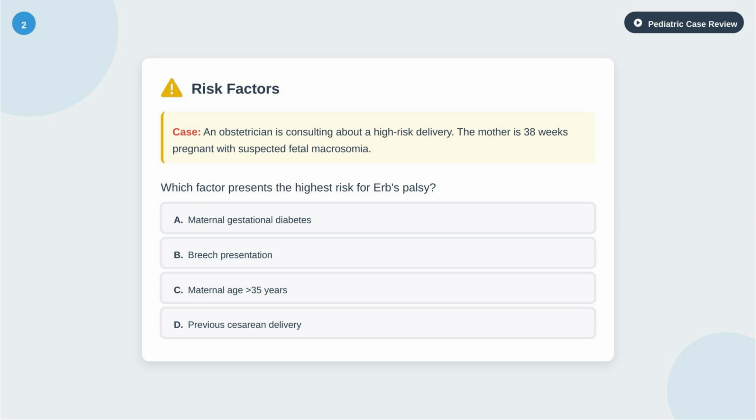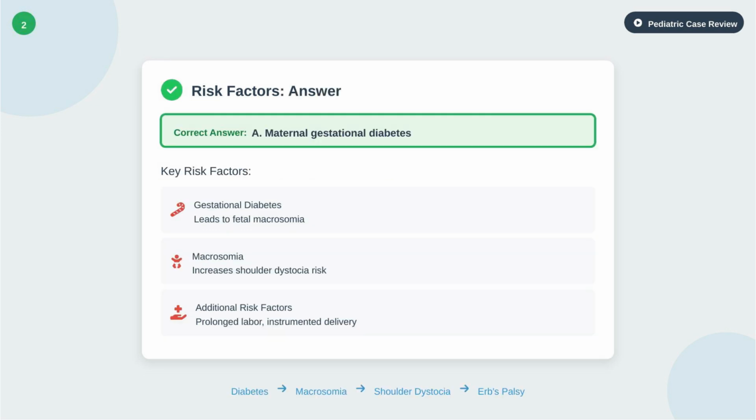An obstetrician is consulting you about a high-risk delivery. The mother is 38 weeks pregnant with suspected fetal macrosomia. Which of the following factors presents the highest risk for Erb's palsy in the newborn? A. Maternal gestational diabetes. B. Breech presentation. C. Maternal age greater than 35 years. D. Previous cesarean delivery. The correct answer is A.